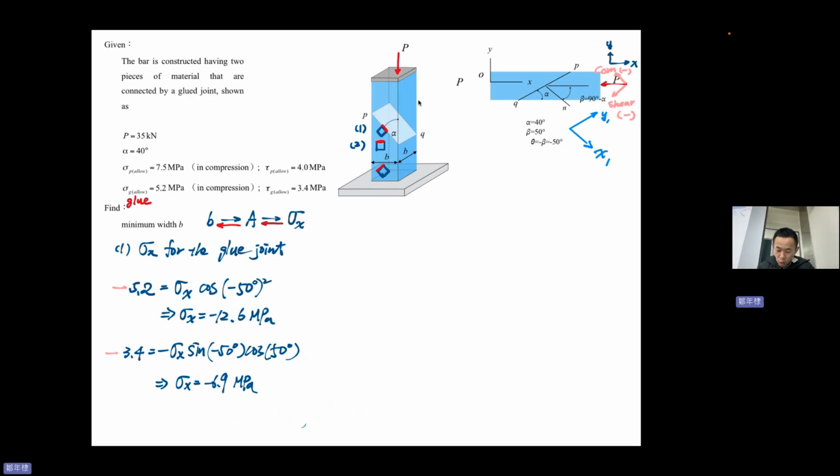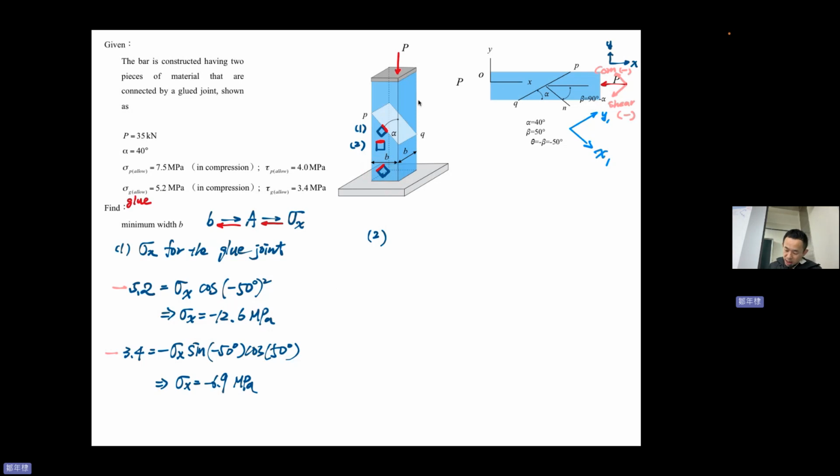Right, so this is the first check for the glue joint, but don't forget, you need to check the material failure also. The material failure is the second one. You need to check the maxima occurred in the material. The first one is maximum normal stress, and maximum shear stress is the second.